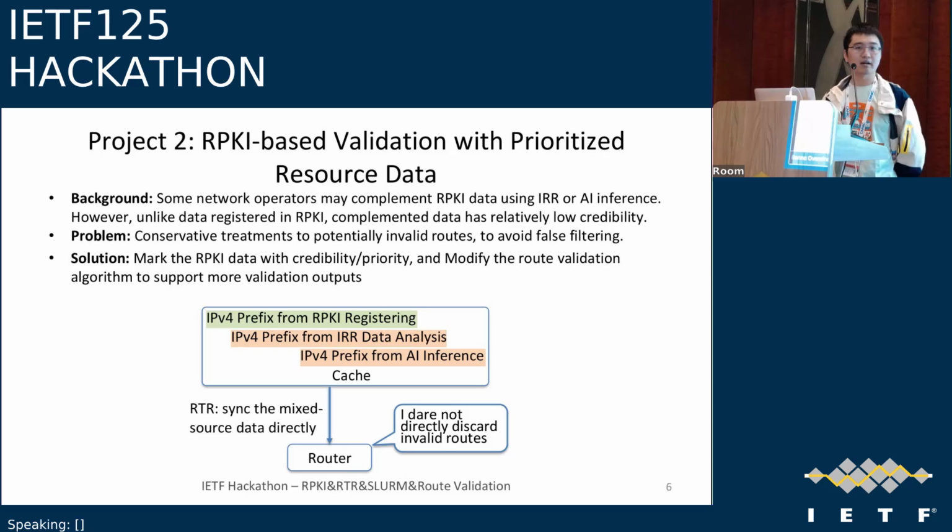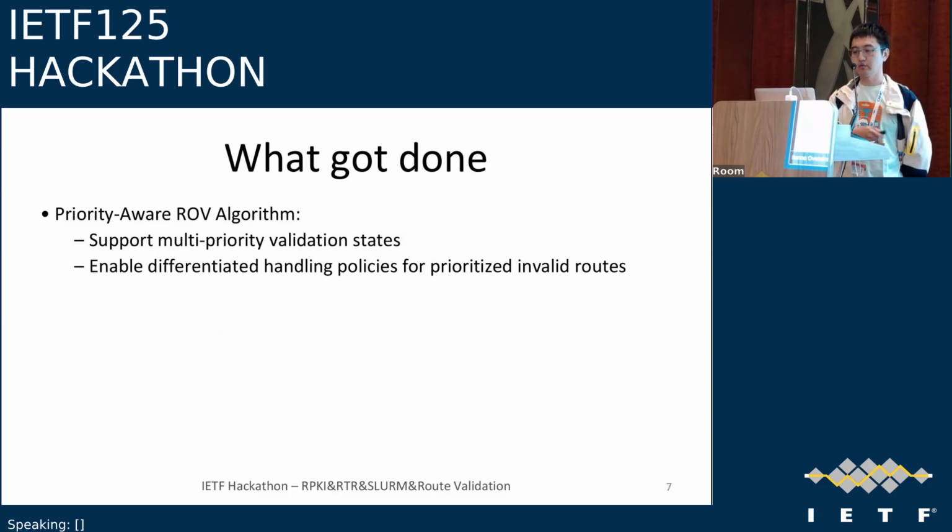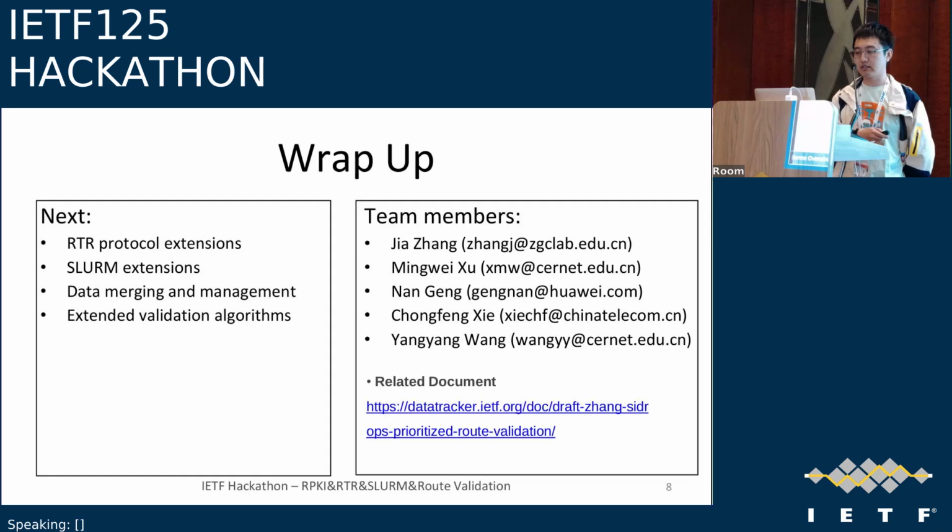The main idea of ours is to mark the RPKI data and the validation results with priority or credibility, so that the router can discard the invalid routes with high credibility directly. And we have designed and implemented the algorithm. And next, we will finish the design. Here are the team members and the related documents. We welcome comments and welcome everyone to contact us to work together on this work. Thank you.